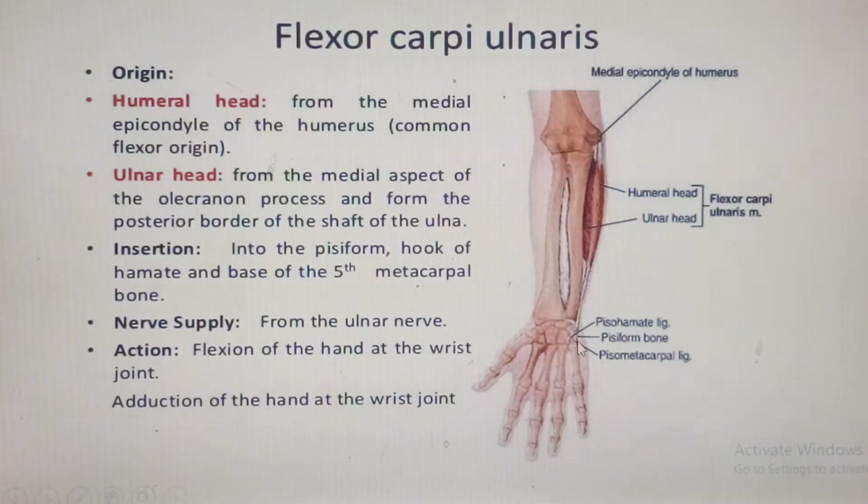Because of where it is inserting, upon contraction it will cause palmar flexion. Not only palmar flexion, but because of where it's inserting, the base of the fifth metacarpal, it will be very important in what we call ulnar deviation of the wrist. So that is what we call flexor carpi ulnaris, another superficial muscle, having two heads.